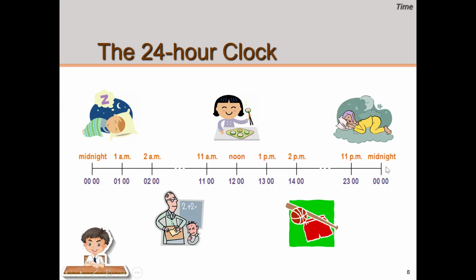And again, midnight is 0 hours. So this is how we represent time in 24-hour clocks. You can see the difference between the 12-hour clock and the 24-hour clock, and how we represent time.